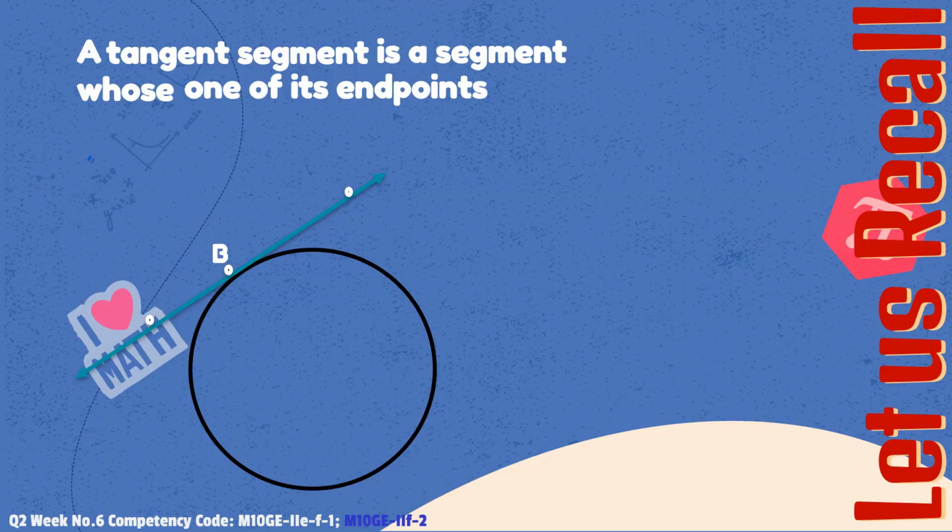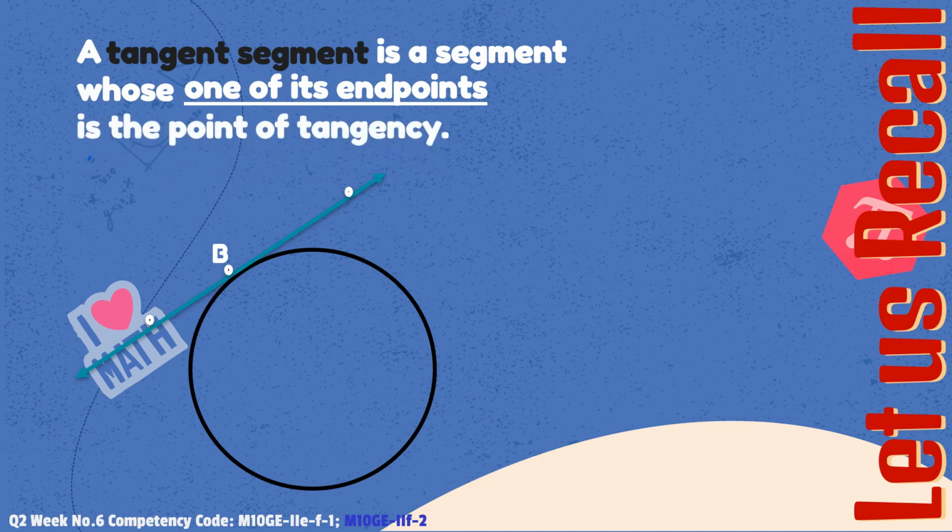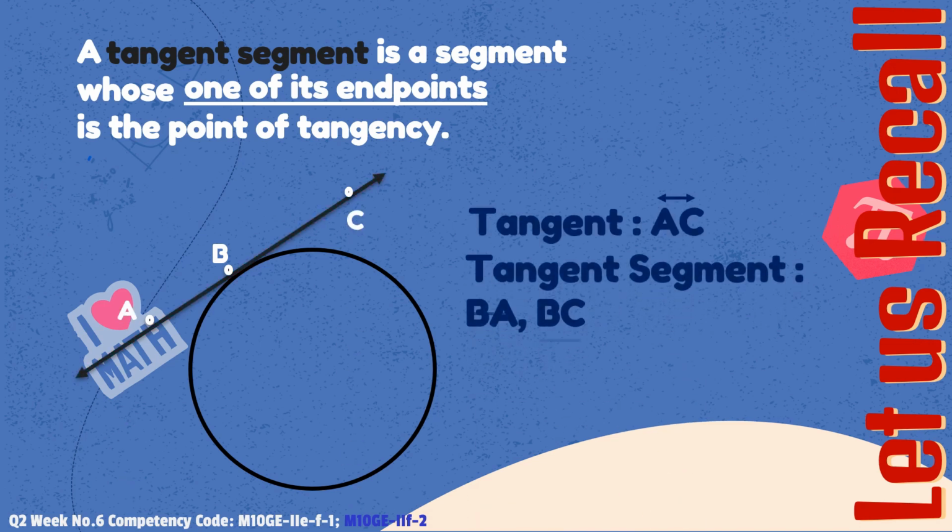Let us recall first what is a tangent segment. A tangent segment is a segment whose one of its endpoints is the point of tangency C. In this figure, line AC is our tangent. Tangent segments are line segment BA and line segment BC.